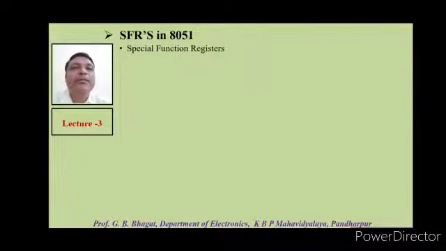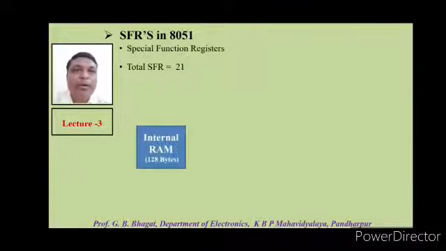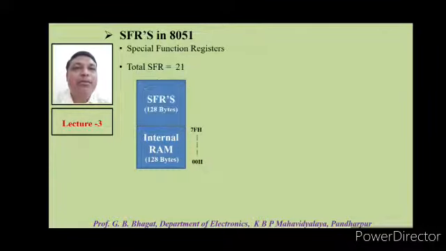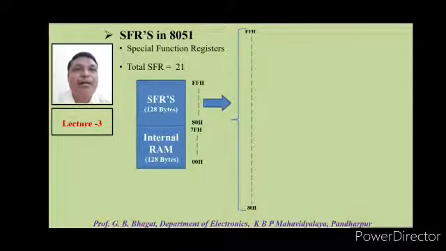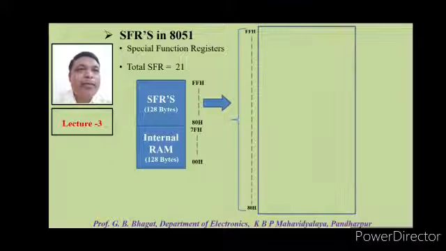SFR means the special function registers. There are total 21 SFRs in this 8051 microcontroller. As we saw in the previous slide, there are 128 bytes of RAM. Above this 128 bytes, there is another block of SFRs ranging from address 80 to FF. Let us see in detail about SFRs. These SFRs are ranging from 80H to FFH. Let us see the SFRs in detail.